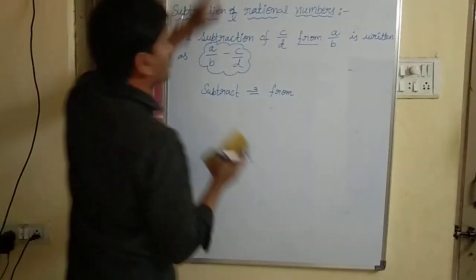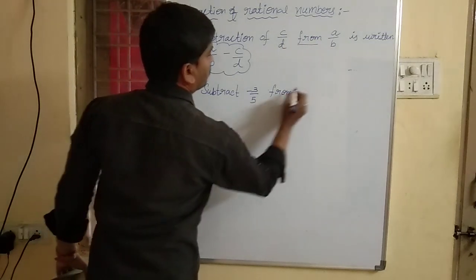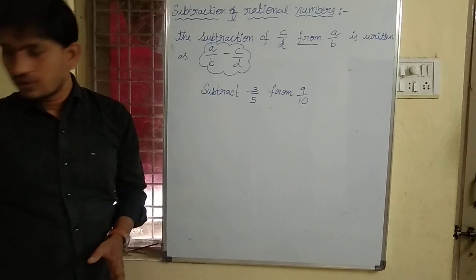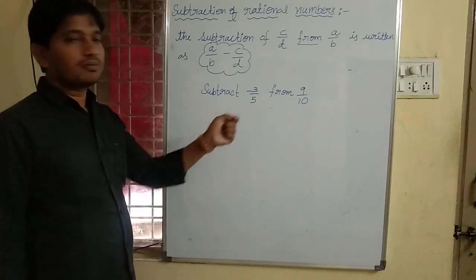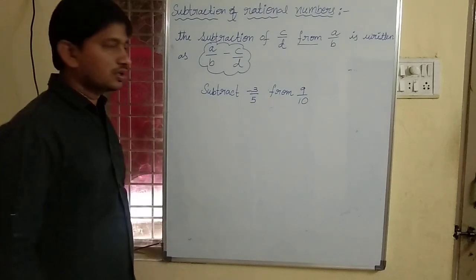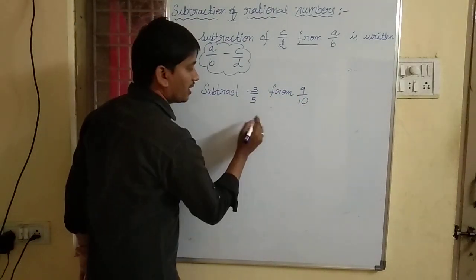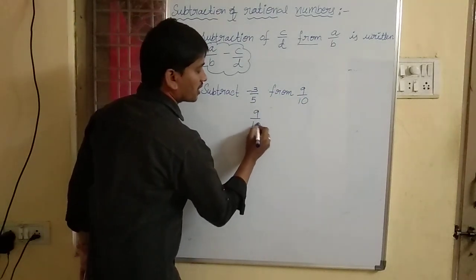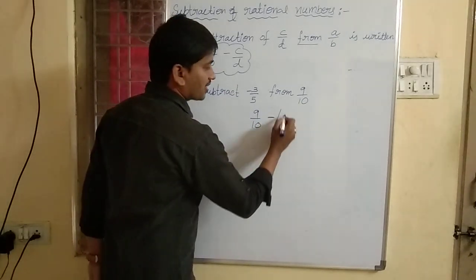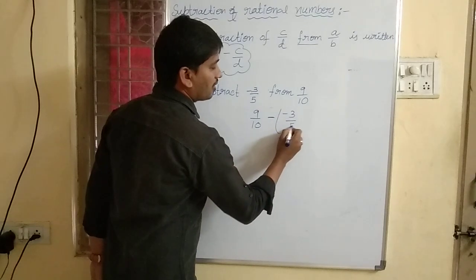Subtract minus 3 by 5 from 9 by 10. Subtract minus 3 by 5 from 9 by 10. So first we have to write 9 by 10, subtraction, right? Minus. The fraction is minus 3 by 5.